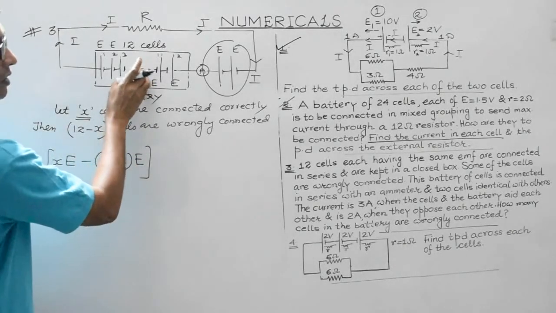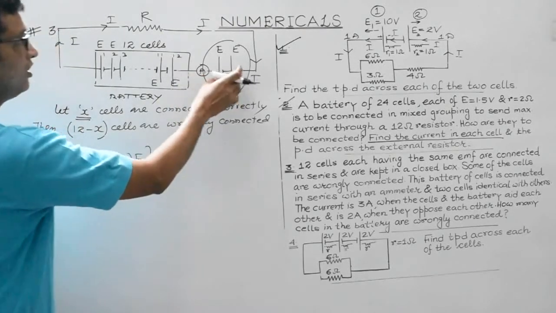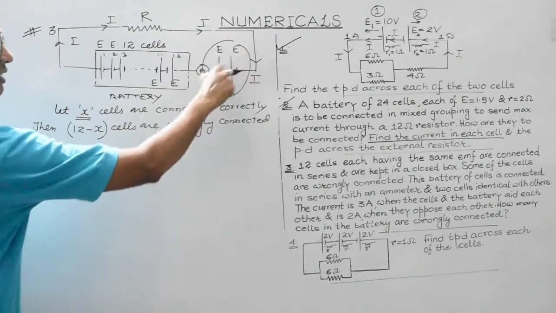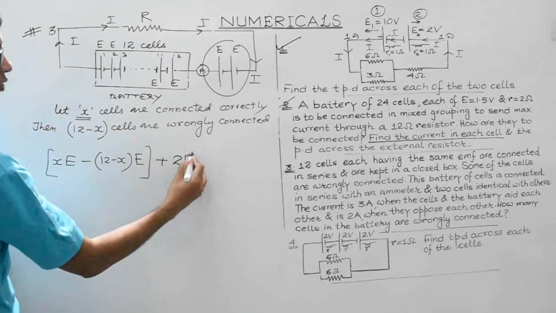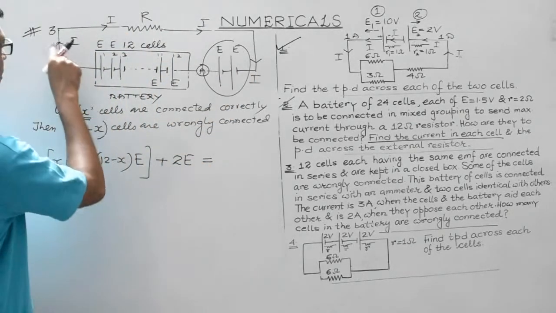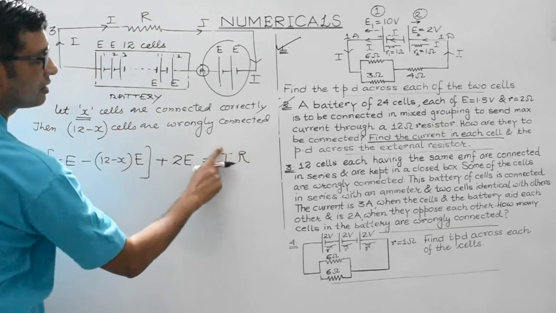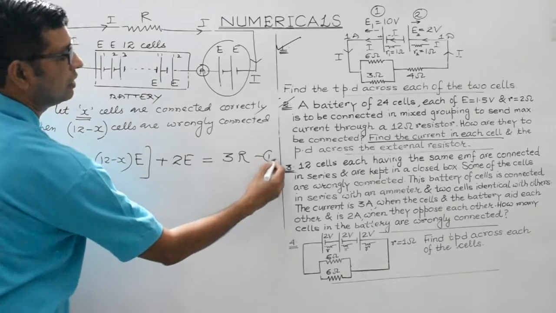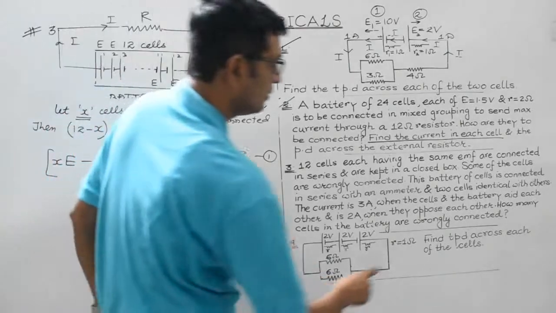And this battery, when connected with the other two cells, if they aid each other, then the current is found to be 3 ampere. So aiding means these two cells are sending current in the same direction as this battery. So plus twice E. So this will be the net EMF of the circuit. And net EMF of the circuit is equal to net current, which is I, multiplied by net resistance, that is R. And this current is given to be 3 ampere. So this is equation number 1. Clear, students?